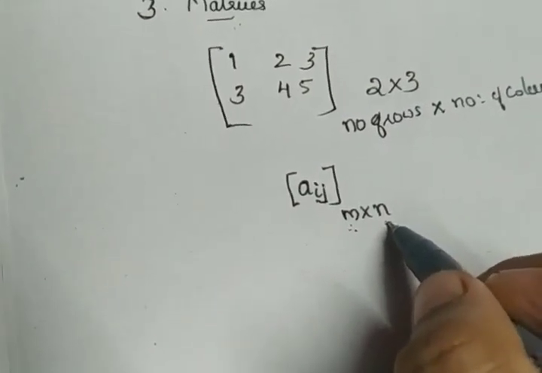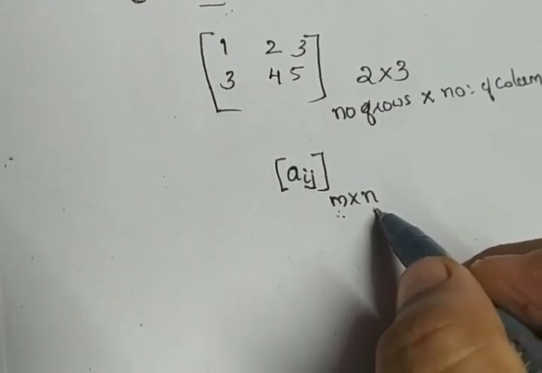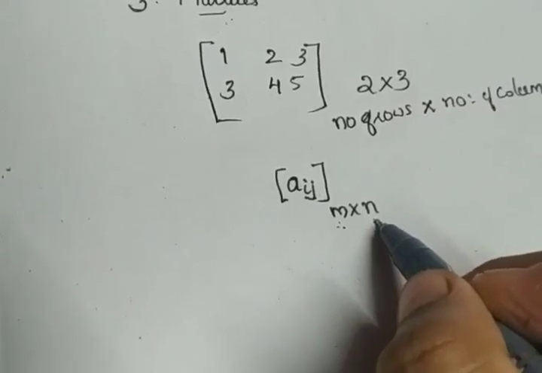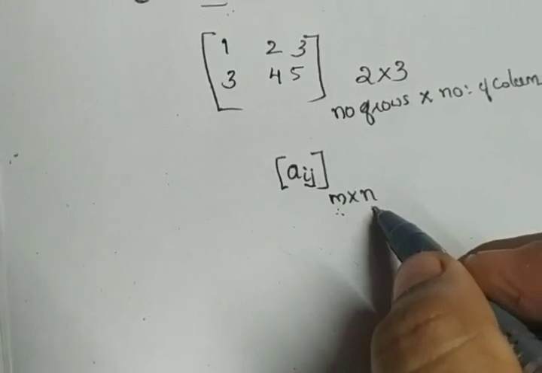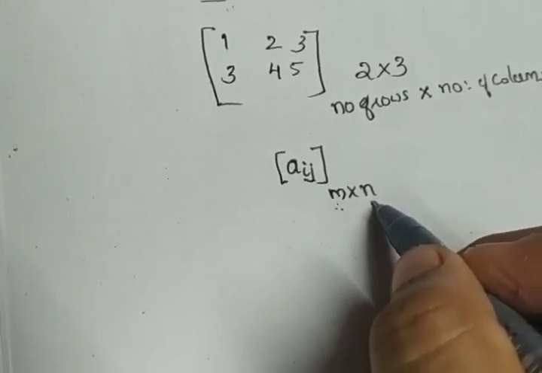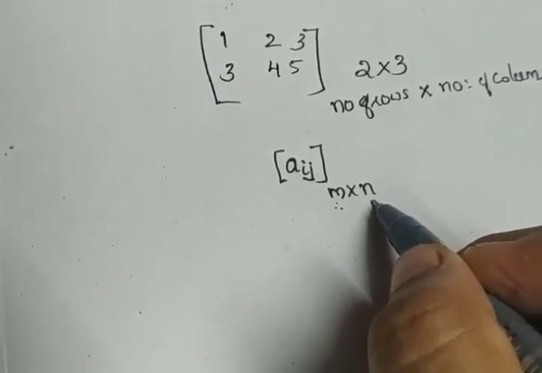Again, we dealt with the types of matrices. Which all were the types? Column matrix. Column matrix means there will be only one column and any number of rows. Row matrix was there. The specialty of the row matrix is that there will be only one row and many columns.